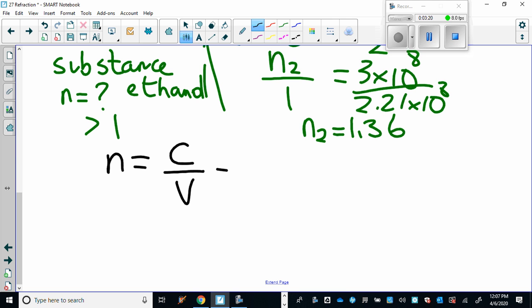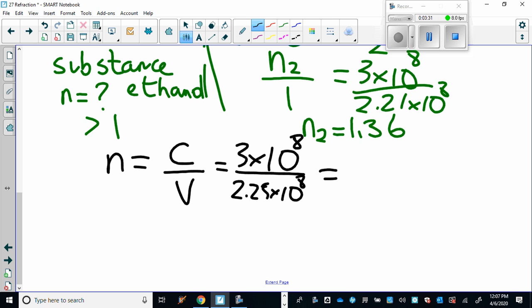How did we get that? It's the speed of light divided by the velocity of light in water, which we know is 2.25 times 10 to the 8th. And if we divide those, we get 1.33. There are no units for this variable, and that's how you determine the index of refraction for a substance: the speed of light divided by the speed at which light moves in the substance.